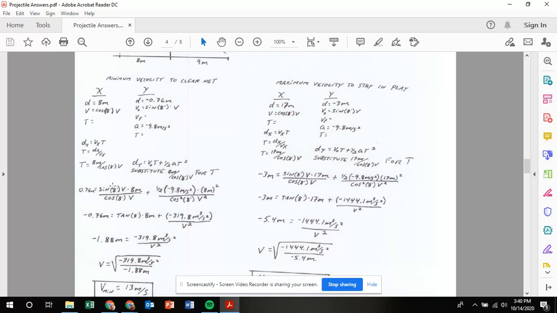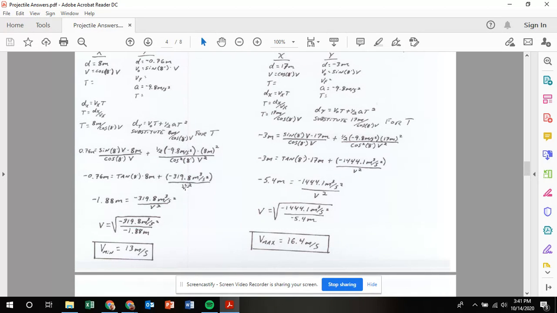We can simplify this a little bit. Sine of 8 over cosine of 8 becomes tangent of 8, and v over v cancels out, leaving me with just tangent of 8 times 8, plus 1/2 times negative 9.8 times 8 squared, which is negative 319.8. And I also divided the numerator here by cosine squared 8, so that I didn't have to worry about that in my denominator anymore. So I have negative 319.8 divided by just v squared.